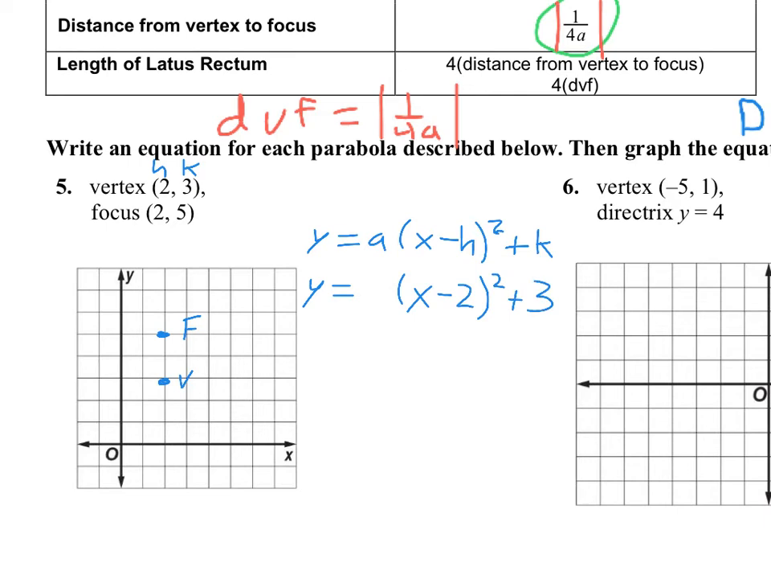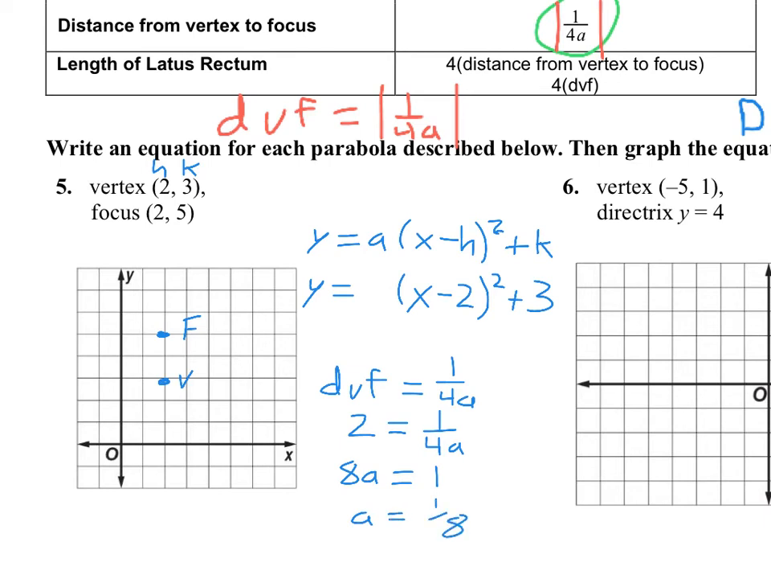And now for the equation, all we need is the a value. So remember that the DVF, or the distance from vertex to focus, is 1 over 4a. Looking at the graph, we can tell that the distance between these 2 points is 2. So because the distance between the vertex and the focus is 2, I can say that the DVF is 2. And now I solve for a. Multiply 4a to the other side, and you get 8a equals 1, so a equals 1/8.